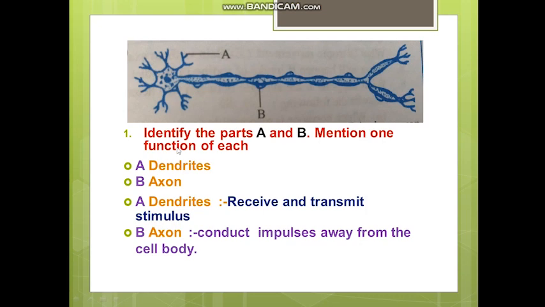The next question is identify the parts A and B, mention one function of each. The diagram is showing the structure of neuron. Part A is dendrites and the part B is axon. The function of the dendrites is to receive and transmit the stimulus, whereas the function of the axon is to conduct the impulses away from the cell body.